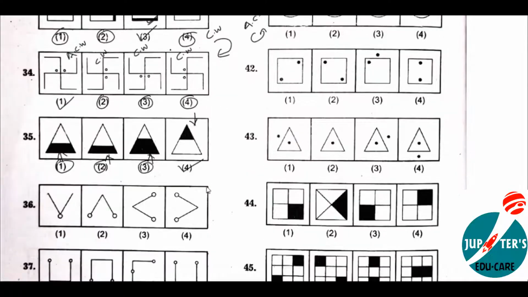In this question 36, in the first option we have only one circle at the corner. In option 2 we have two circles at the corners. In option 3 two circles at the corner we have. In option 4 two circles at the corner we have. So in option 2, option 3, option 4 we are having two circles at the corners, but in the case of option 1 we are having only one circle at the corner. So 1 is our answer.